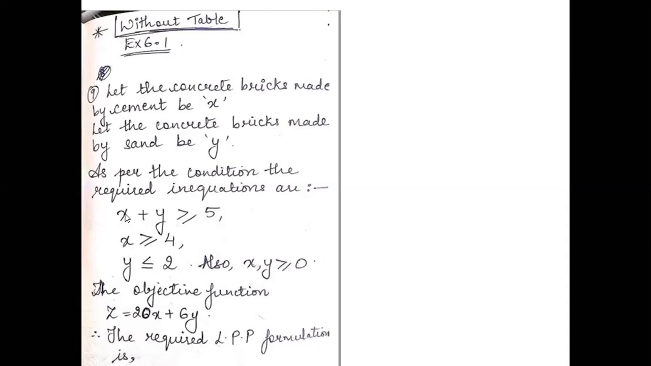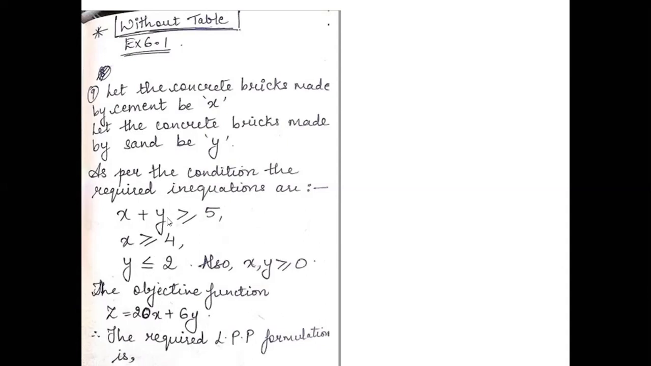The total weight should be at least 5 kg. So x plus y is greater than or equal to 5. The strength indicates that the cement should be minimum 4 kg. So x is greater than or equal to 4. And that of sand should be not more than 2 kgs. So y is less than or equal to 2.